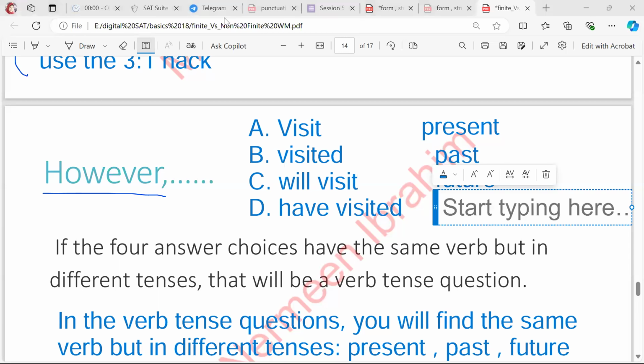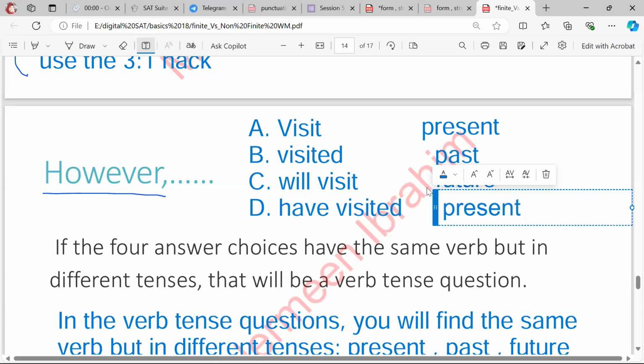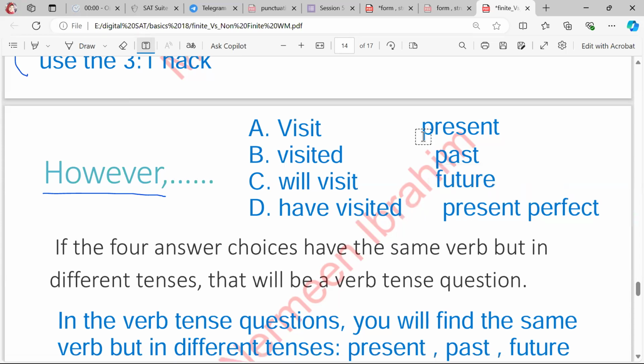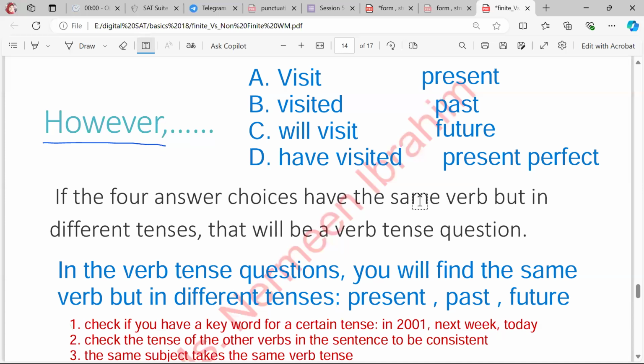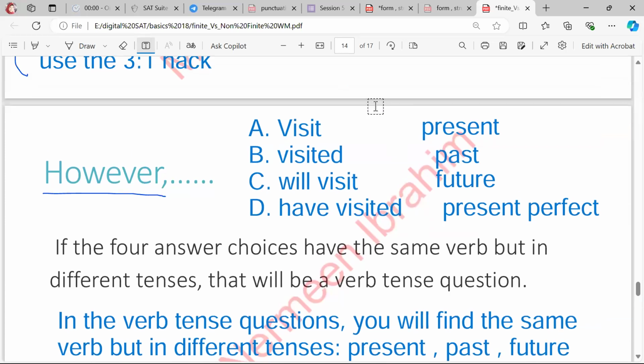Have is in the present tense. So present perfect. Yeah, present perfect. When you find has or have plus PP, or past participle, I mean, that's present perfect. Anyway, all of them are finite verbs and all of them are showing different tenses. In this case, will the question be asking you about finite and non-finite or a verb tense question? It's a verb tense question. Okay, is it clear?